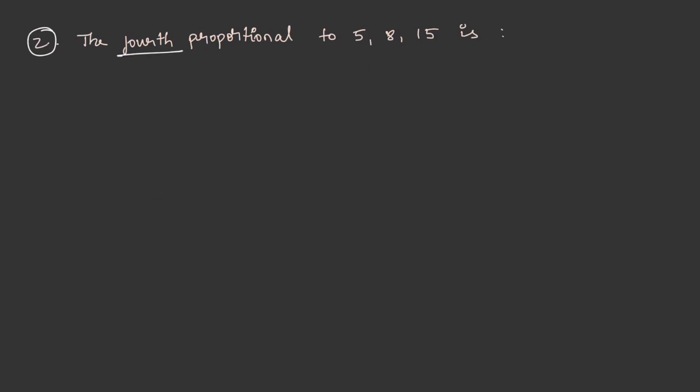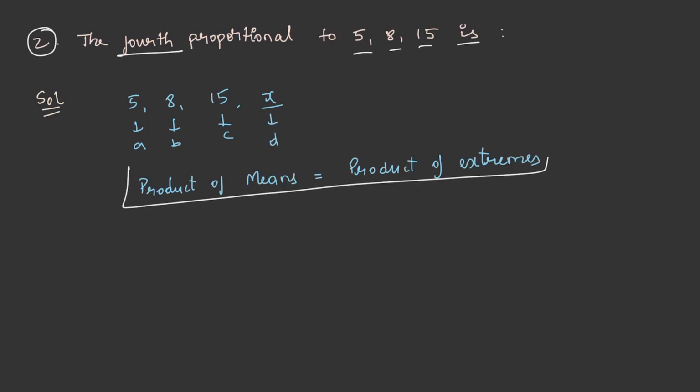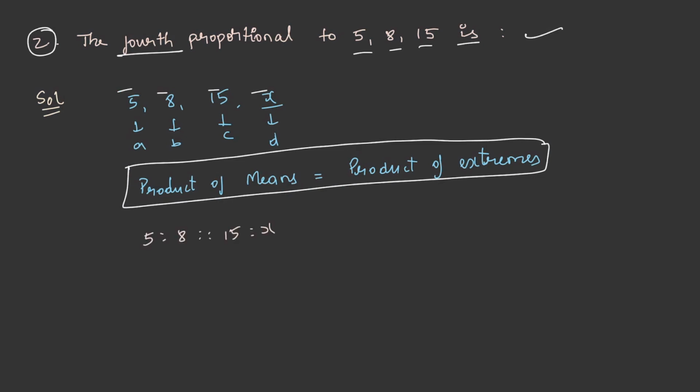The fourth proportional of 5, 8, 15 is. Let's write 5, 8, 15 and take the unknown value as x. So this is A, B, C and D. If A, B, C, D are in proportion, then product of means is equal to product of extremes. From the question we can say that 5, 8, 15 and x are in proportion. Therefore, we can write it in the following way.